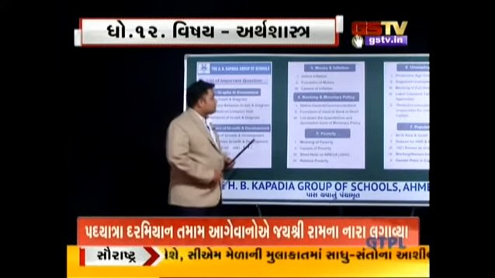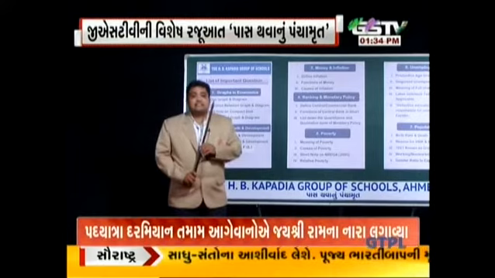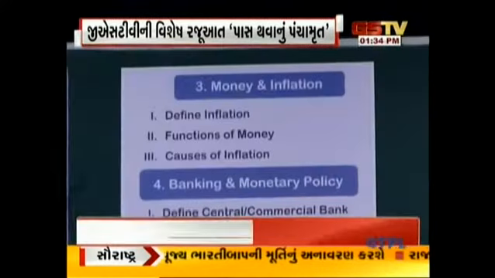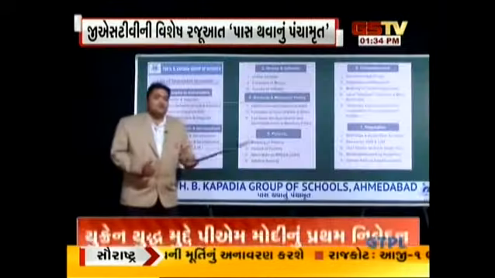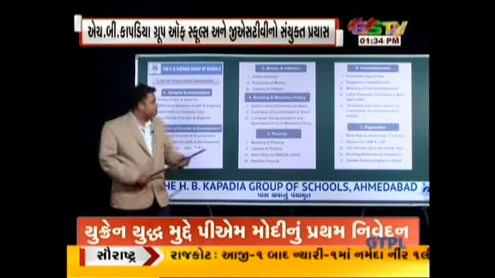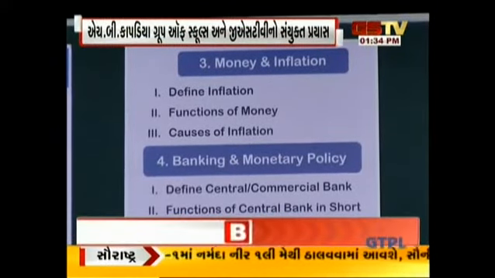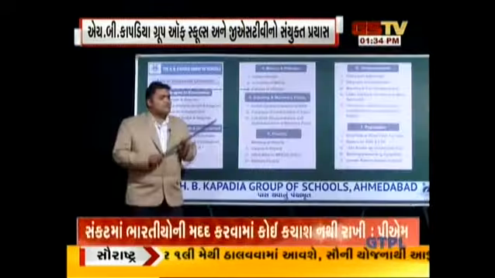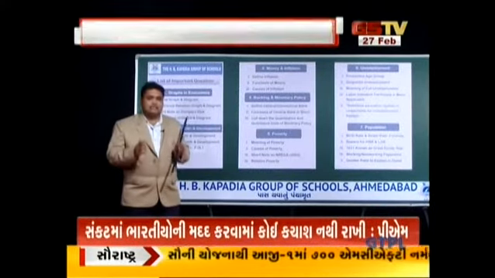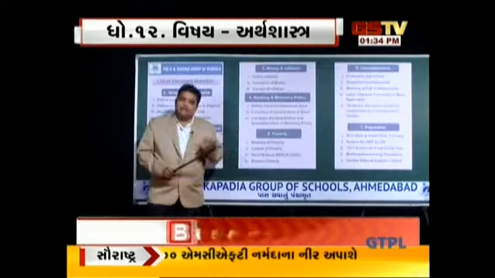Let's move to the third chapter, that is money and inflation. In this chapter also, definition is of utmost importance. Define inflation. You can also go through the barter system's definition, which is very easy. Then we have the functions of money and then the causes of inflation. They may ask this question in cut short or they can ask it fully in 5 marks, but you have to write it accordingly as the marks are given.